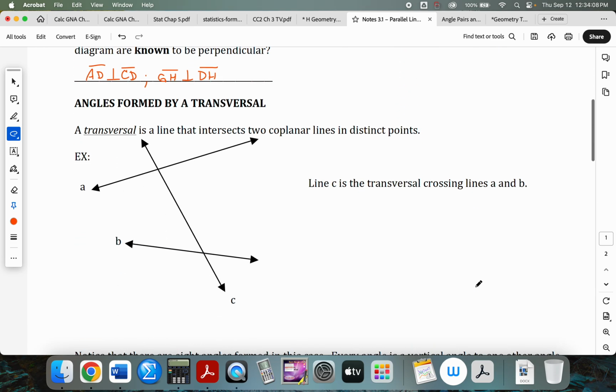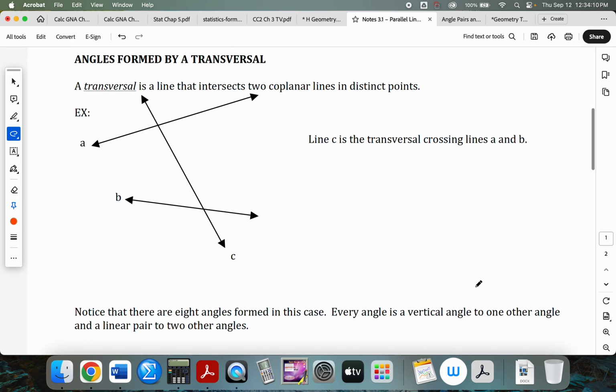Now for new stuff. A transversal is a line that intersects two coplanar lines in distinct points. When it says distinct, what that means is different. Some older math textbooks say two unique points. Right? They're not the same point.